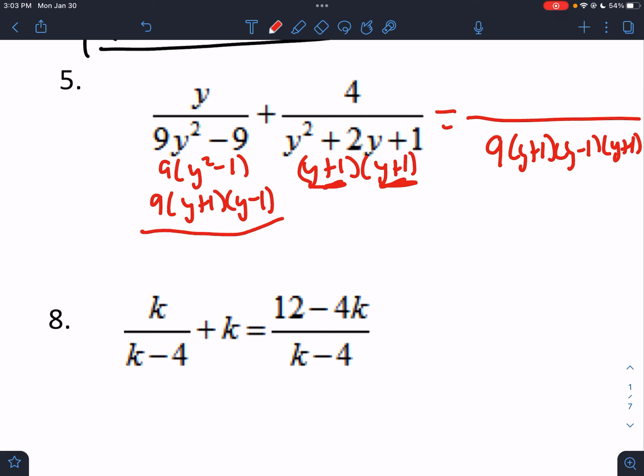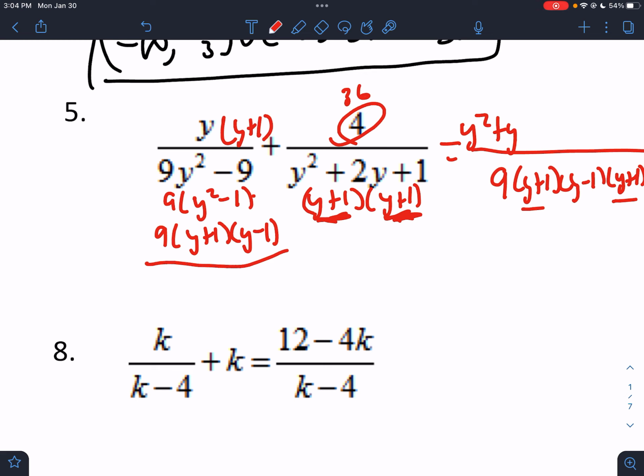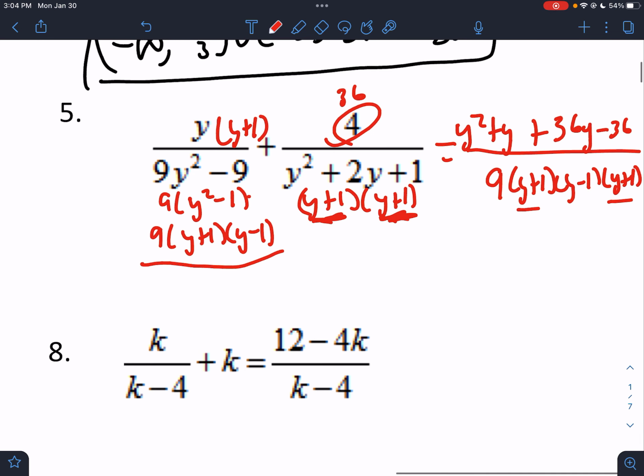So what does this one have? It has everything but one of the y plus 1. So I need to multiply a y plus 1 to the top and to the bottom over here. That would give me y squared plus y on top. How about the 4? It has y plus 1, so it has these two. It needs a times 9, so now we're at 36. And it needs a times y minus 1. So times 9 makes it 36, times y minus 1 would be 36y minus 36.